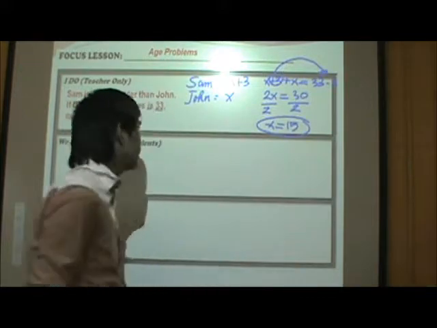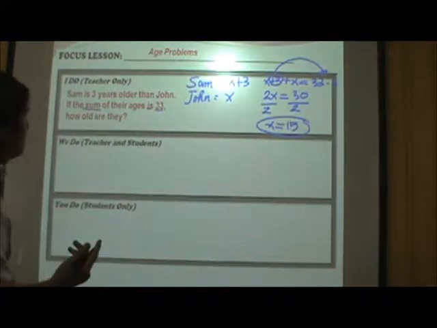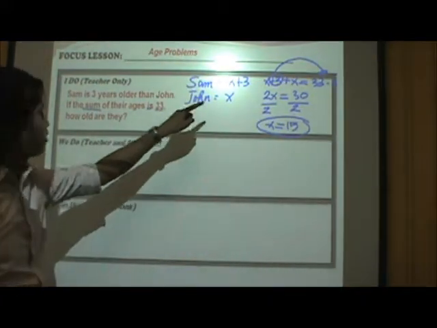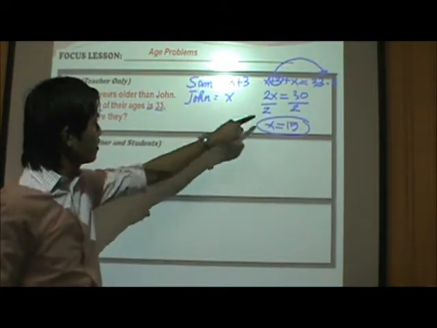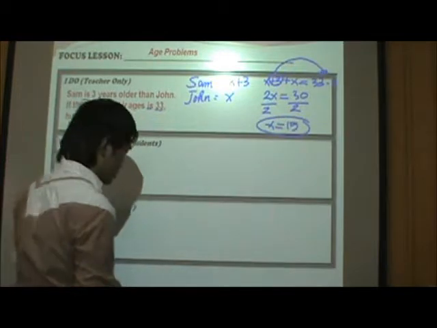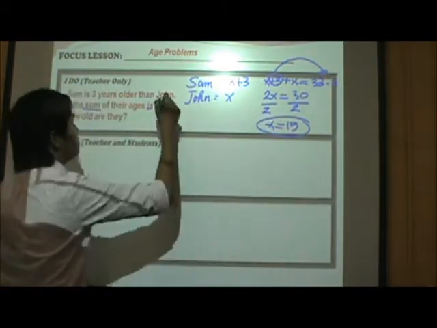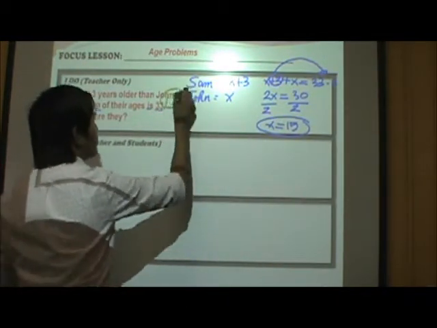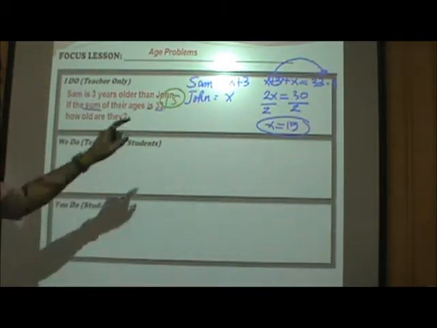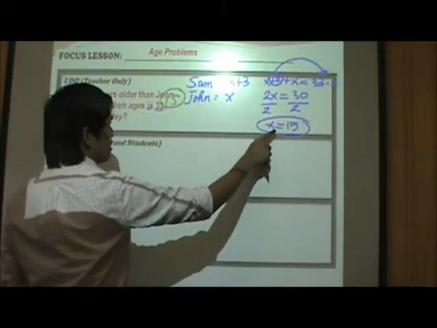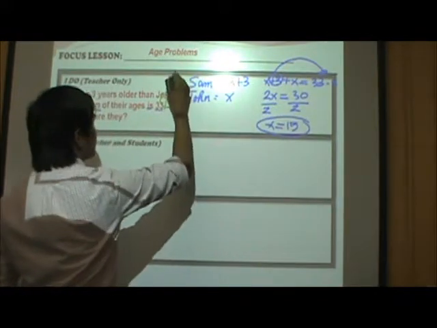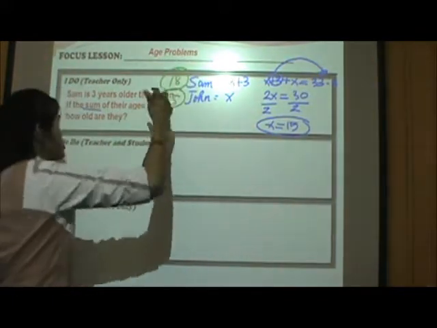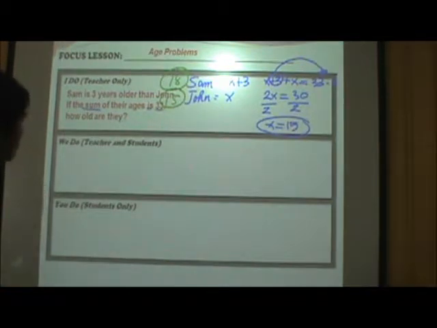Now who is 15 years old? According to the given, we got X for John, so that means John is 15 years old. So John is 15 years old, while Sam is X plus 3, which is 15 plus 3 is 18. Now, how do we check our final answer here?